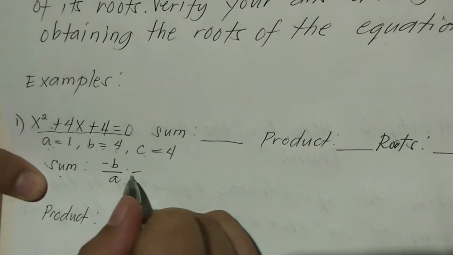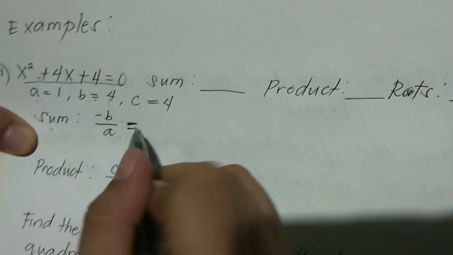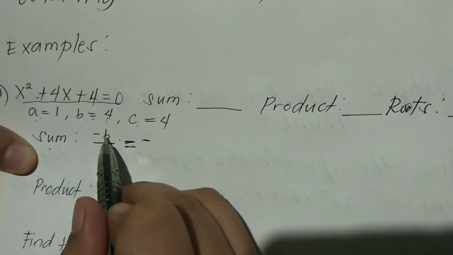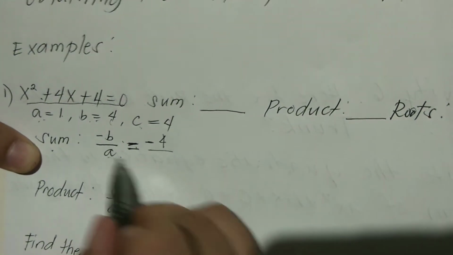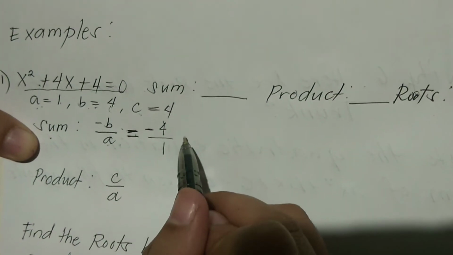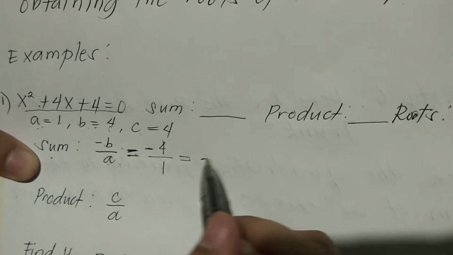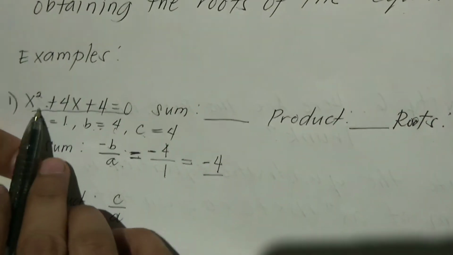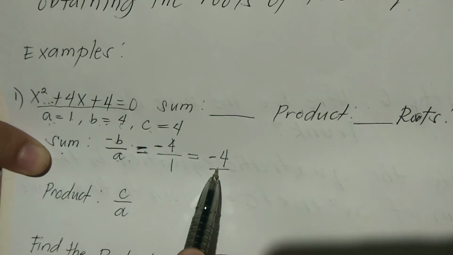Yung derivation po natin kanina ng formula ng sum of the roots. So, we have negative, our b is 4, and then our a is 1. So, negative 4 divided by 1 is negative 4. So, the sum of the roots of this equation is negative 4.